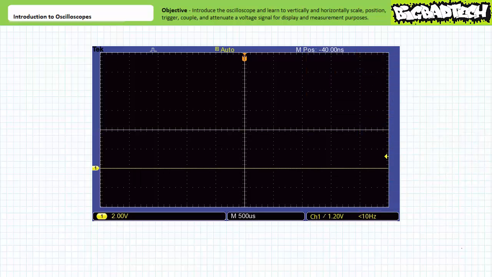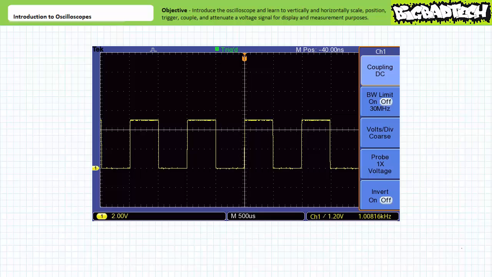If we rotate the position knob for channel 1 so that the trace is in the bottom half of the screen, and then return to DC coupling, note that the waveform has simply been repositioned such that the waveform is in the bottom half of the screen. Again, the test waveform is still 5-volt pulses at 1 kHz, only the horizontal axis has changed as indicated by the yellow channel 1 marker on the left-hand side.